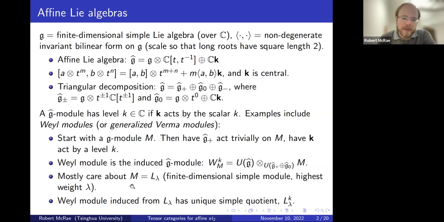Mostly I'll consider these Weyl modules in the case that they're induced from a finite dimensional simple module, which is labeled by a dominant integral highest weight lambda. When you induce from a simple G module, you have a unique simple quotient of the Weyl module, which I'll denote L_k(lambda).